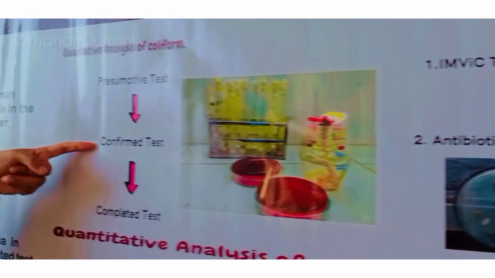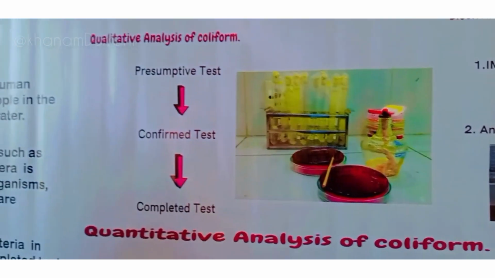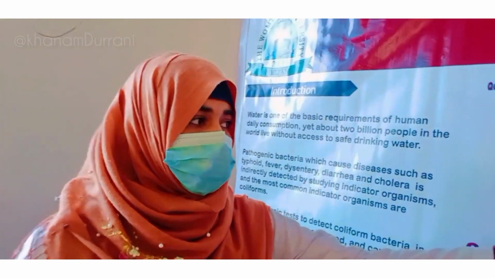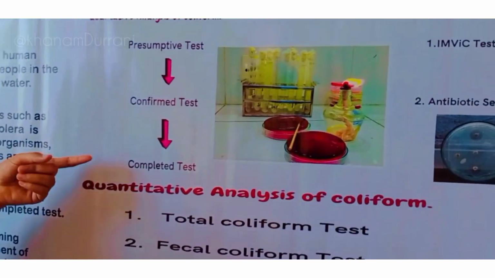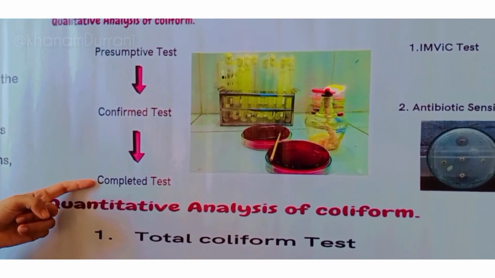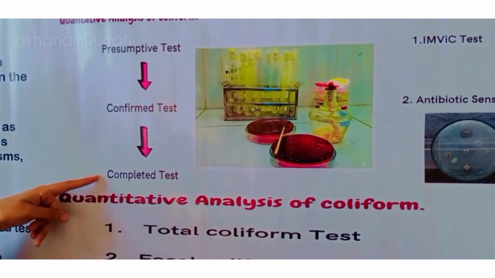The next one is the confirmed test. In the confirmed test, we take inoculum from the lactose broth and streak it on an EMB plate. And after the incubation, we took the colonies from the EMB plate and streaked them on the NIG.